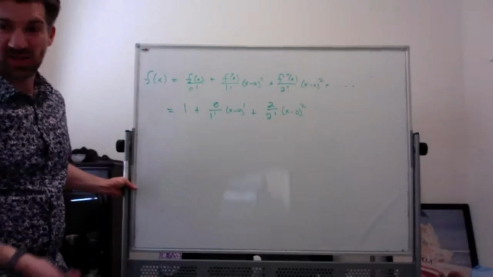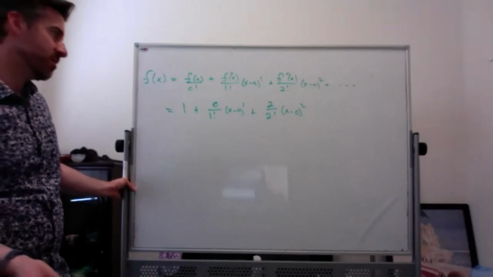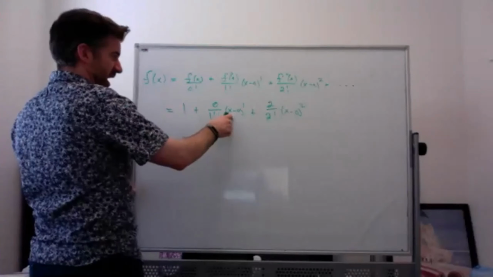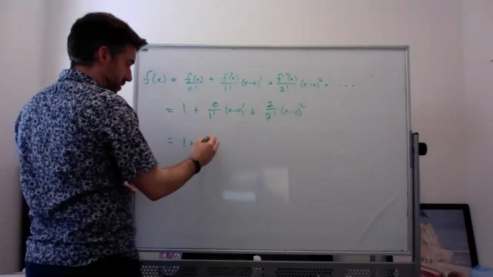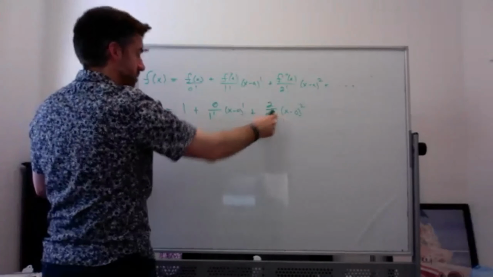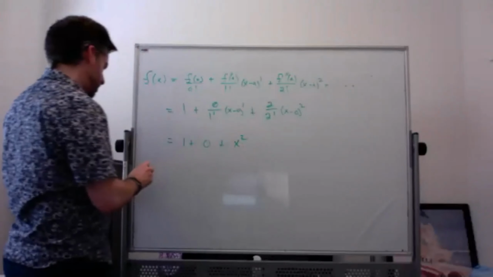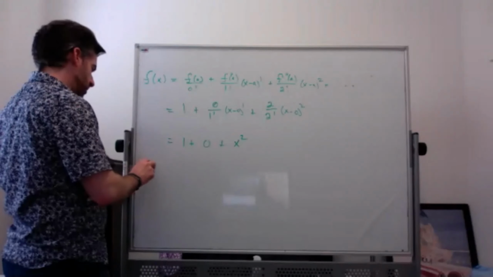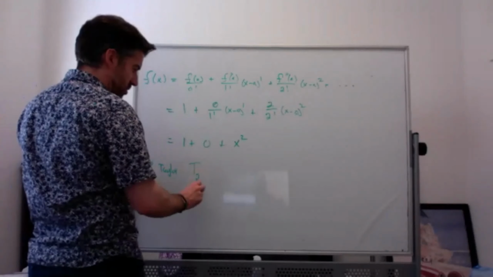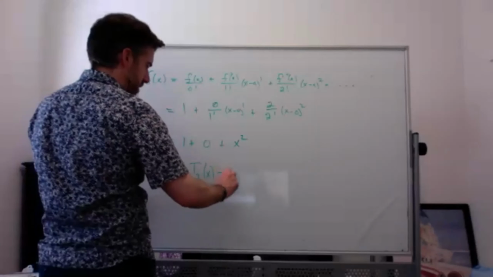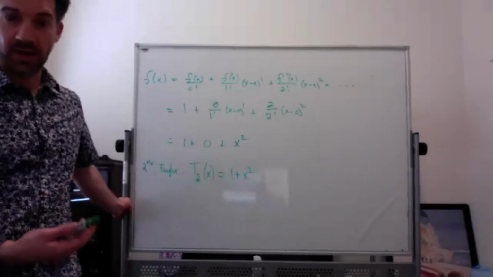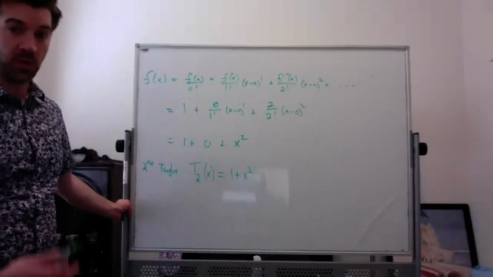And sometimes it's fine just to leave it like this. Sometimes you should simplify it. Right? This is really 1 plus, oh sorry, that's 0 times x is 0, plus 2 over 2, right? Because 2 factorial is just 2, times x squared. So the second degree Taylor polynomial, which I think sometimes people write as T sub 2 of x, is 1 plus x squared.